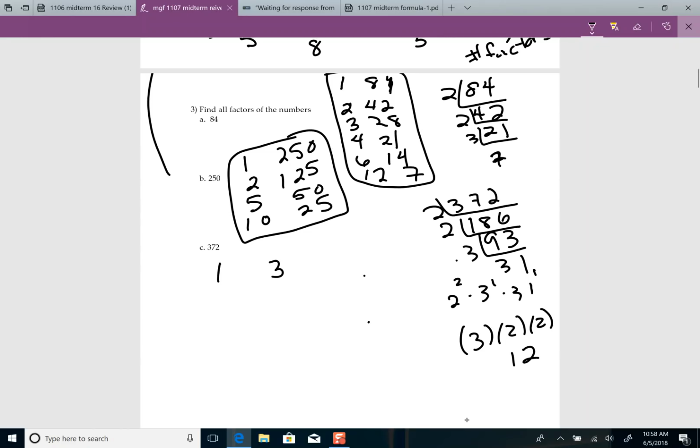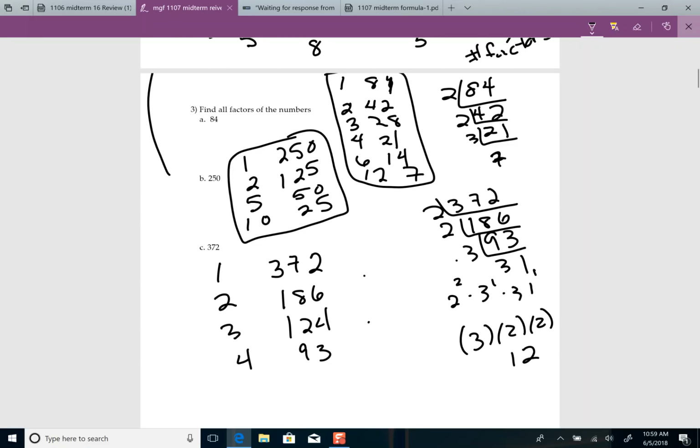So the first 2, again, really easy. 1 and 372. 2 gives me 186. We know 3 goes in because it was one of my factors. So 372 divided by 3 was 124. Let's try 4. It gives me 93. Okay.